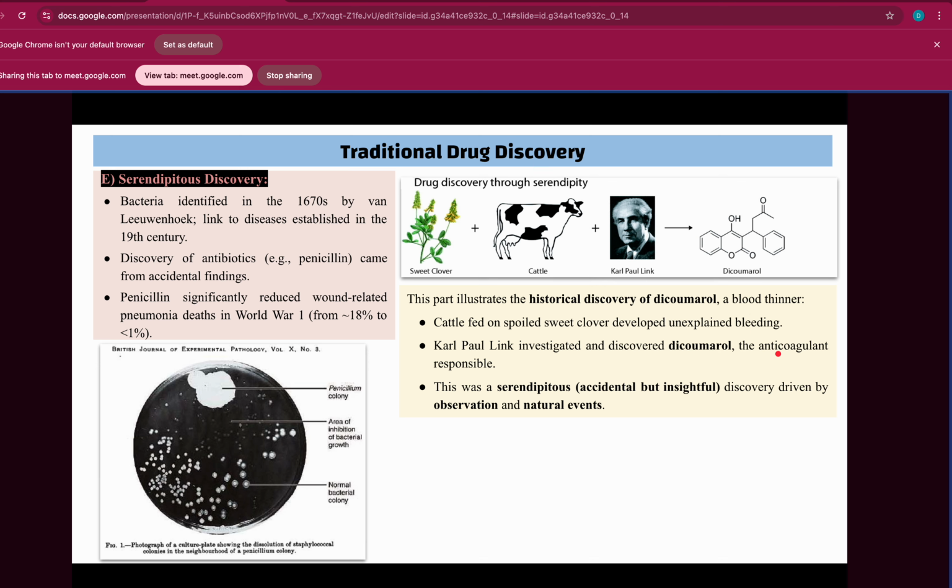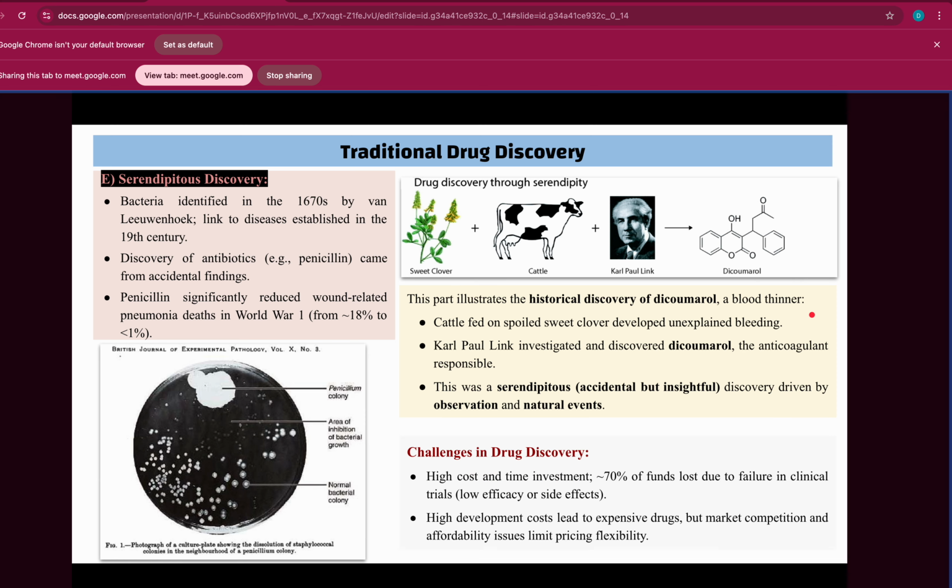So this was not allowing the blood to coagulate, due to which there was excessive bleeding. So this was a serendipitous discovery in which this was not planned. Ultimately it was known that the cattle were fed on the sweet clover plant, so it was known that this particular compound comes from the sweet clover plant. From there it was known what the source of this particular drug or lead molecule is. So this is also a serendipitous discovery, and it is beneficial as well because this is a blood thinner.